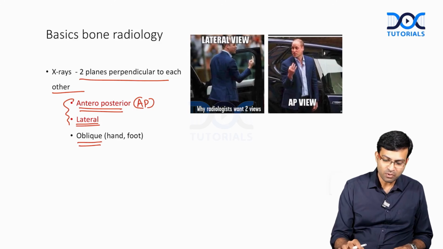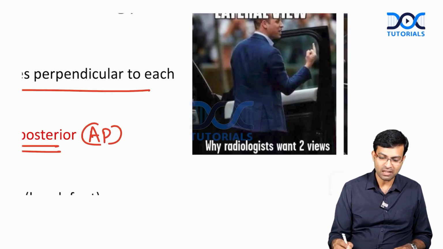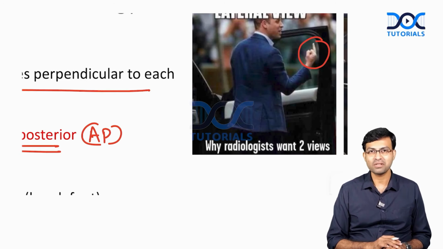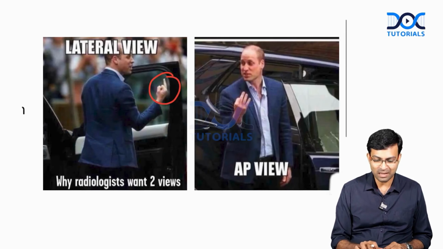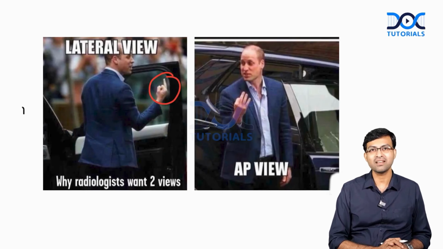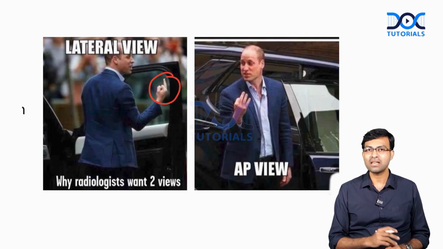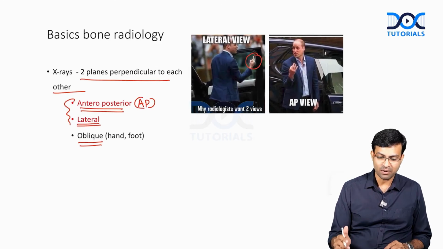And what happens if you don't take two views? This will happen. If you take one view only, you can see that our Prince Charles is showing the middle finger to someone. But is that what the reality is? No, you have to take the AP view. In the AP view, you can see that he is completely showing something else. So this is why it is very important to take two views before commenting on any X-ray. Very, very important point.